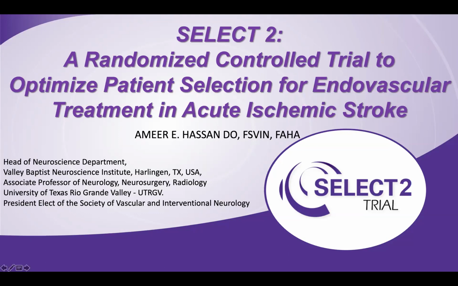Today we have Dr. Amir Hassan. He's heading the neuroscience department at the University of Texas. He's also director of endovascular surgical neuroradiology at Valley Baptist Neuroscience Institute. He's well recognized for research in stroke, artificial intelligence, advanced imaging, aneurysms, and AVM treatment. He has more than 250 publications. Today, he has accepted to talk about mechanical thrombectomy in low aspect patients.